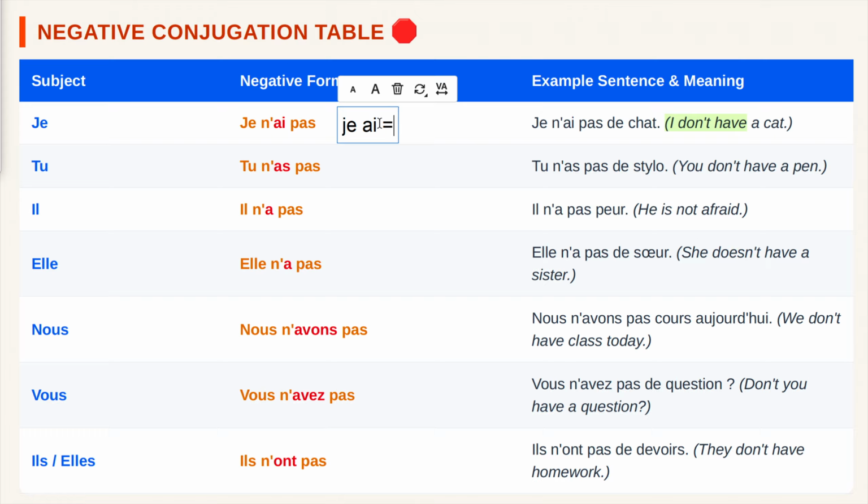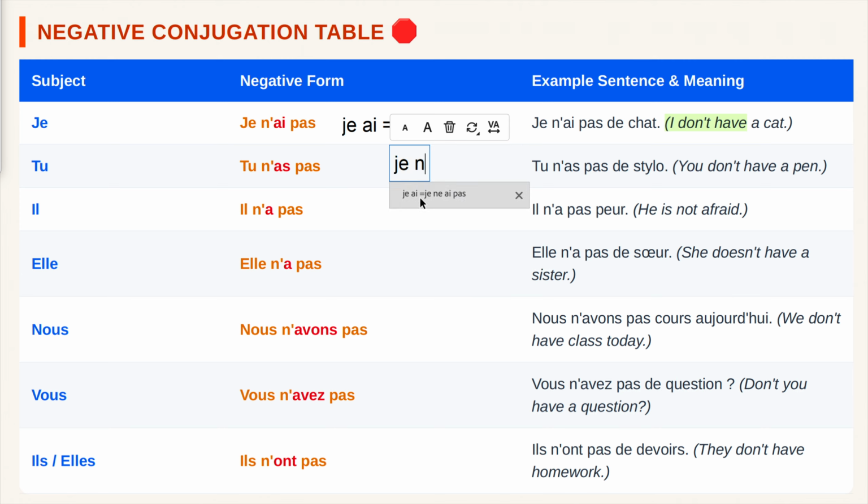It will become je ne ai pas. Again, you know that ne and ai, e is a vowel and a is a vowel, so you have to use an apostrophe here. So je ne ai pas is converted: ne becomes n', because this e will be cut down and replaced with an apostrophe, so it becomes je n'ai pas. This is nothing but this, je n'ai pas.